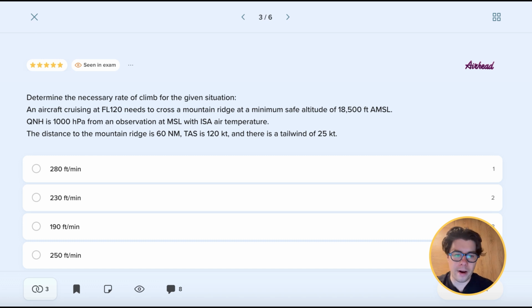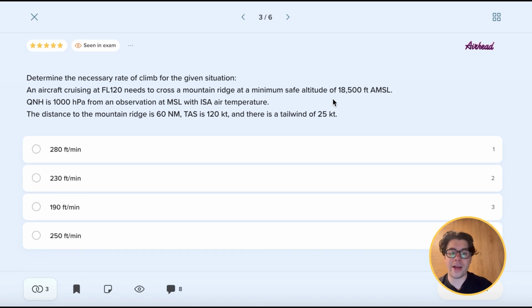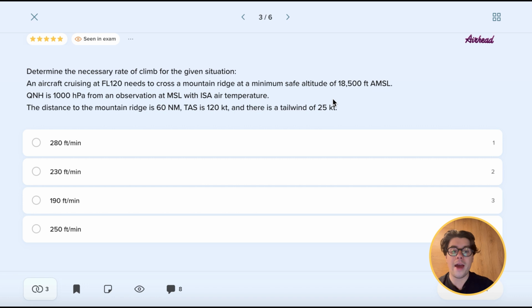For question number 3, determine the necessary rate of climb for the given situation. An aircraft is cruising at flight level 120 and needs to cross a mountain ridge at a minimum safe altitude of 18,500 AMSL. So this is a classic question again when it comes to calculating rates of climb. And the biggest trick that the examiners are trying to play on you here is you adding altitudes with flight levels and vice versa, or subtracting them.